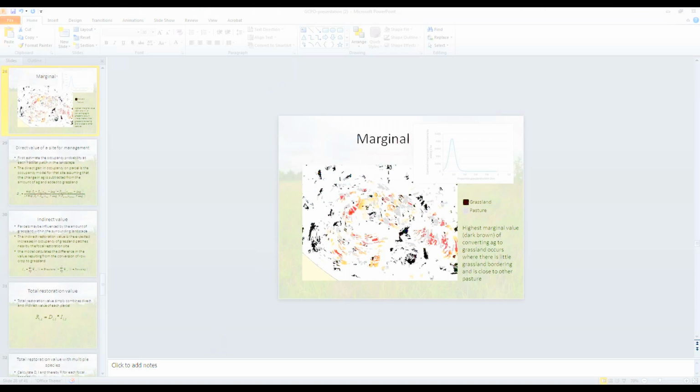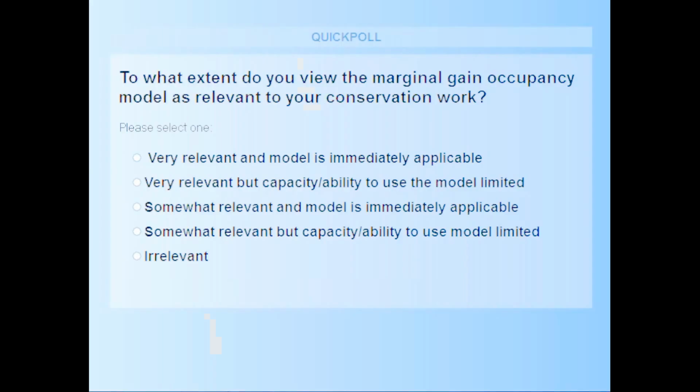Excellent. And now I'm going to launch the last question that we have for you. This is very useful feedback for us, so we really appreciate you taking the time to do this. The last question is, to what extent do you view the marginal gain occupancy model as relevant to your conservation work?